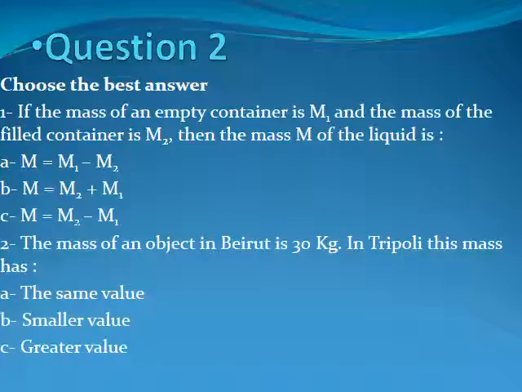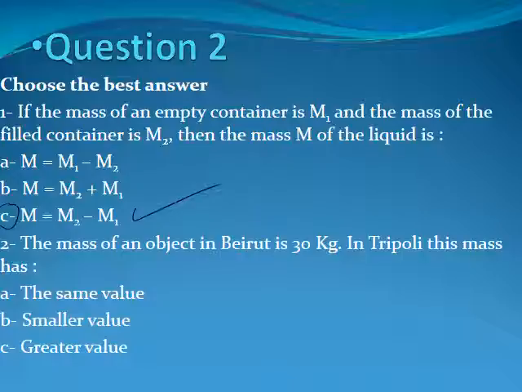Choose the best answer. You only have to circle the letter of the best answer. Let's start with the first one. If the mass of an empty container is M1, and the mass of the filled container with a liquid is M2, the mass M of liquid is equal to: 1. M1 minus M2, meaning mass of the empty minus the mass of the filled; 2. mass of the empty plus mass of the filled; 3. mass of the filled container minus mass of the empty container. Yes, Linda? C. It's equal to the mass of the filled container minus the mass of the empty one. So you have to circle C. This is the correct answer.